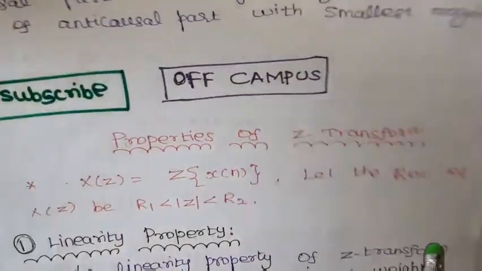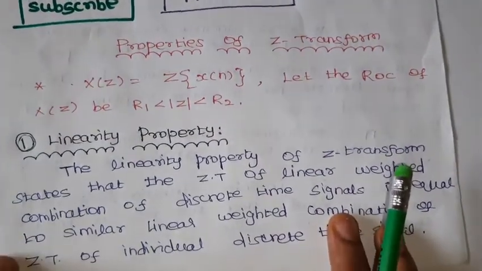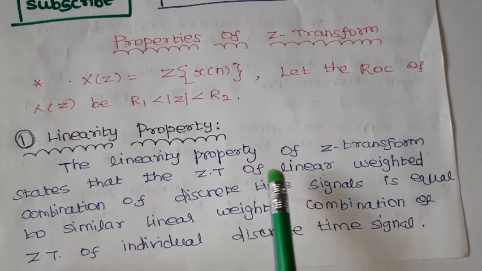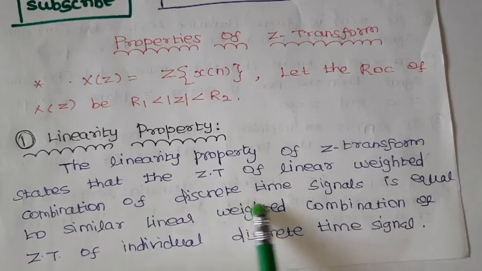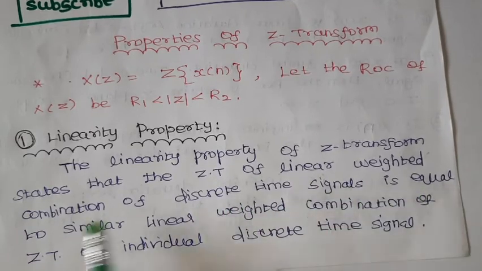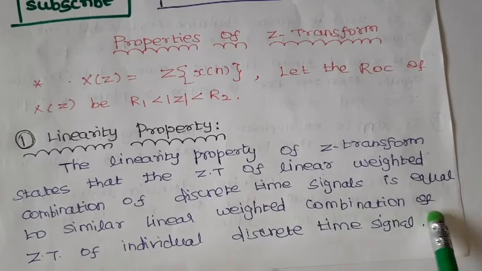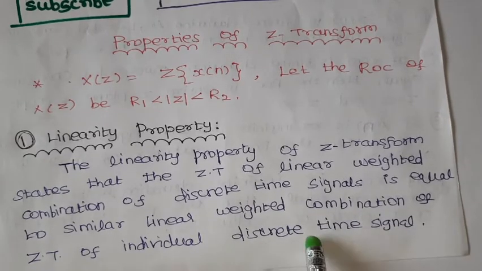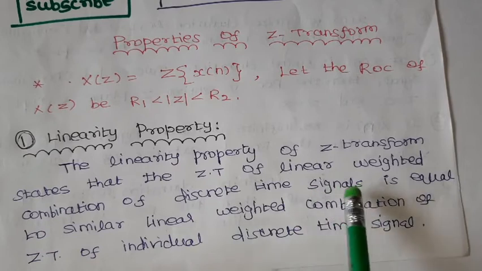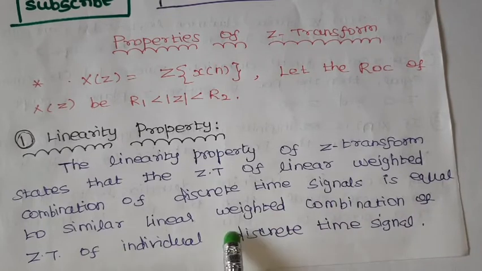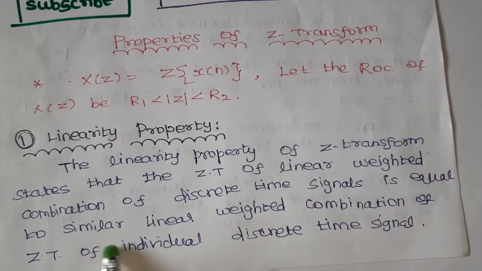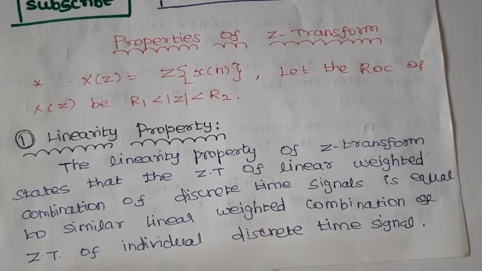First is the linearity property. What is the linearity property? The linearity property of Z transform states that the Z transform of a linear weighted combination of discrete time signals is equal to the similar linear weighted combination of the individual Z transforms of the individual discrete time signals.